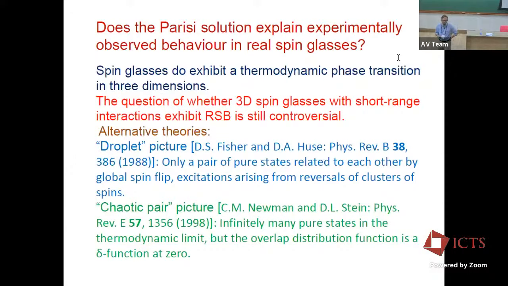If you have an infinite range model, of course, it doesn't matter which dimension you are talking about. But as soon as you have short range interactions, then you have to specify the spatial dimension in which these spins are sitting.